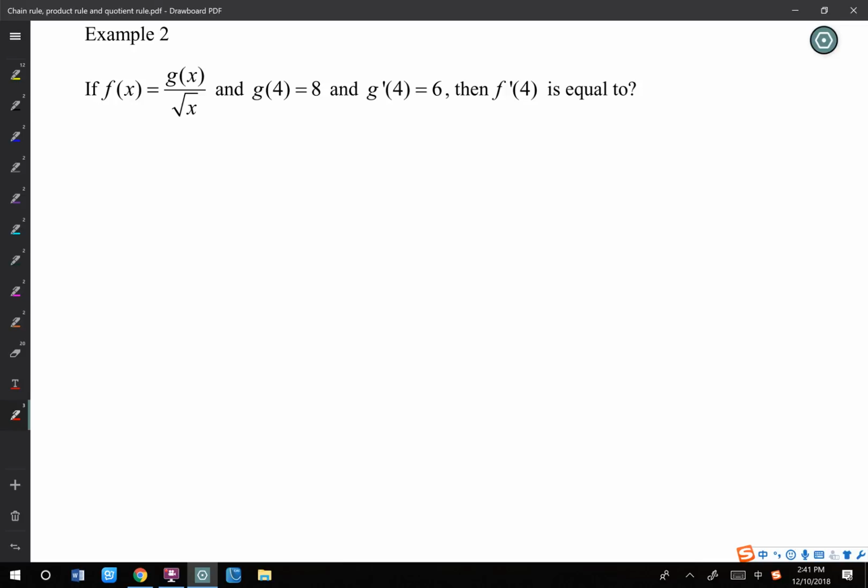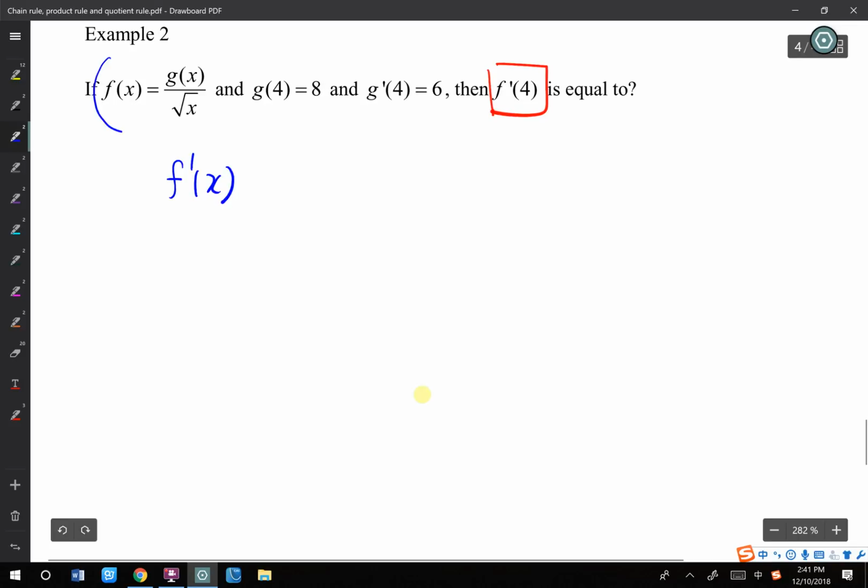Example 2. Okay, so f(x) equals g(x) over square root x, and g(4) equals 8. g dash 4 equals 6. What I want to work out is f dash 4. So before we substitute 4, what do we need to work out first? f dash x.